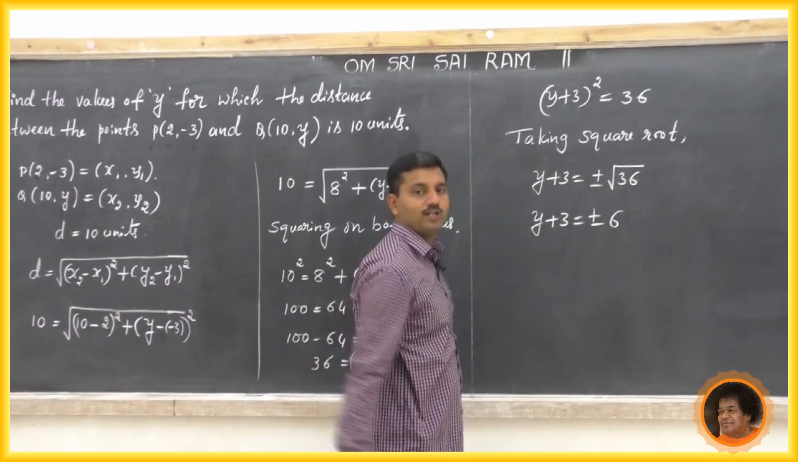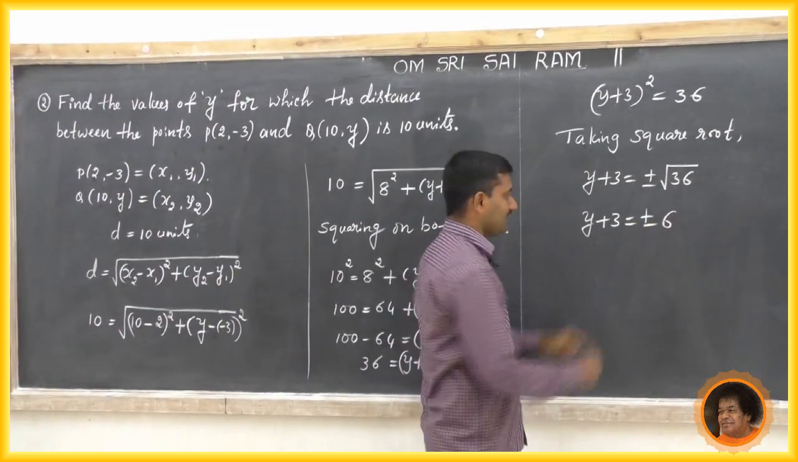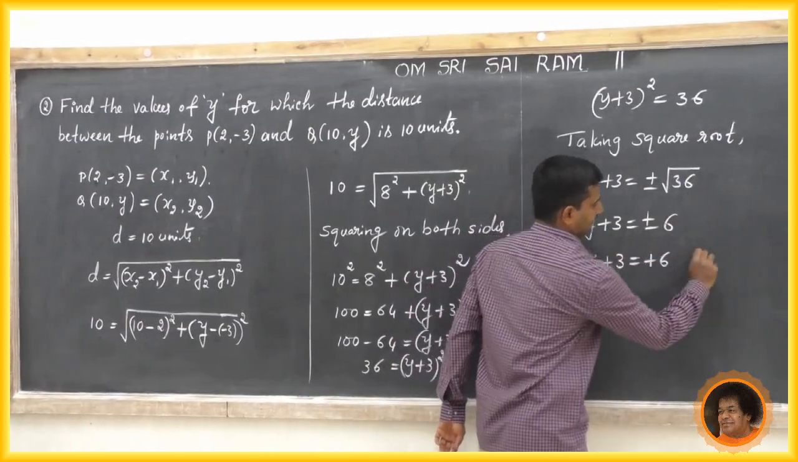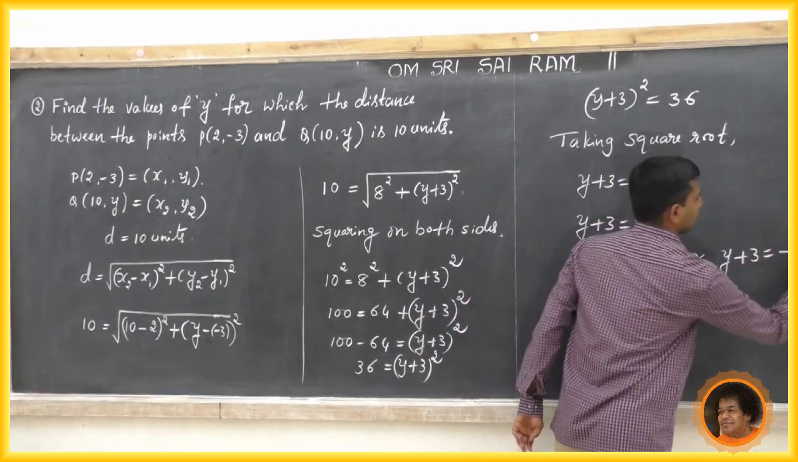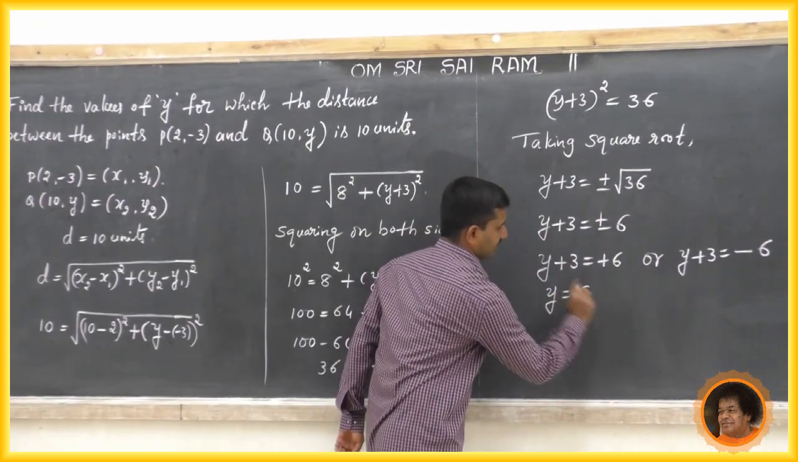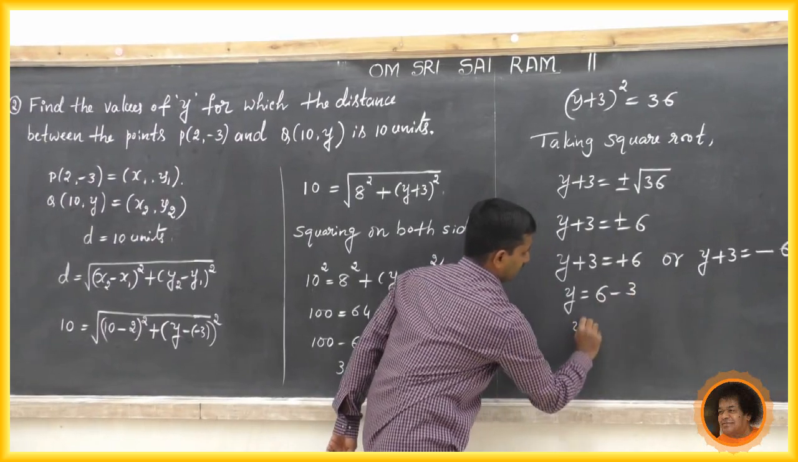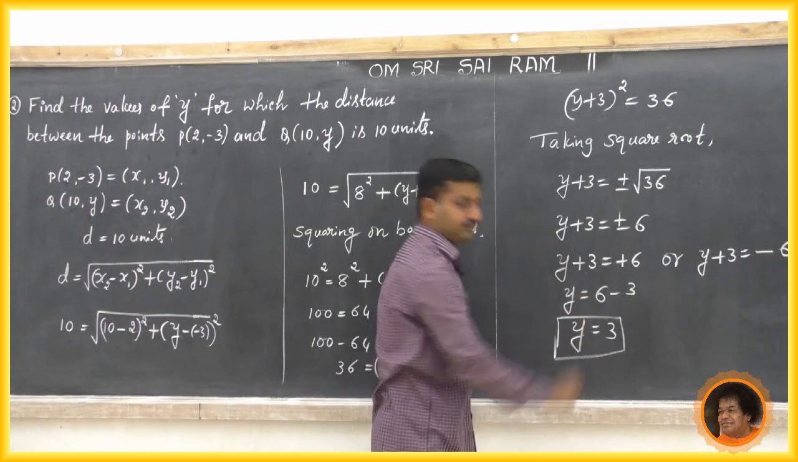Now how to find the value of y? So there are two possibilities. One is plus 6, another one is minus 6. So y plus 3 equal to plus 6, or y plus 3 equal to minus 6. Now find the value of y. So y equal to 6 plus 3, transpose plus 3 to the right hand side, that is minus 3. So y equal to 6 minus 3, answer y equal to 3.